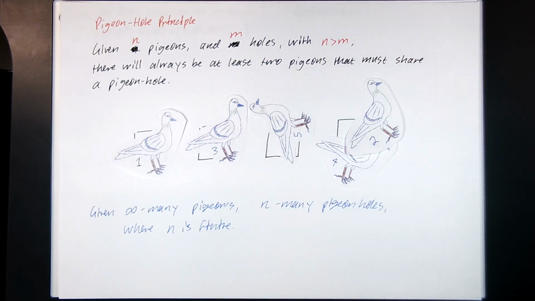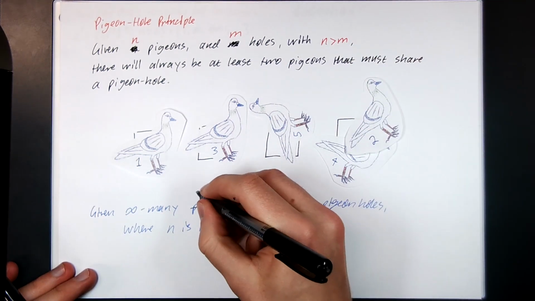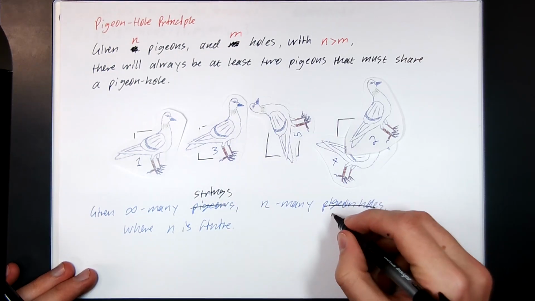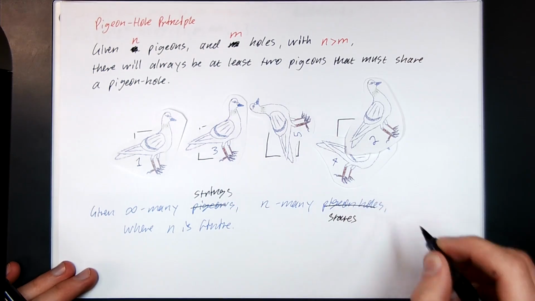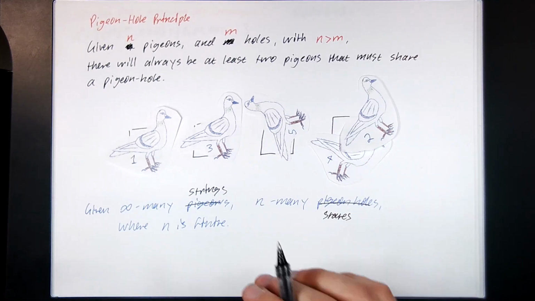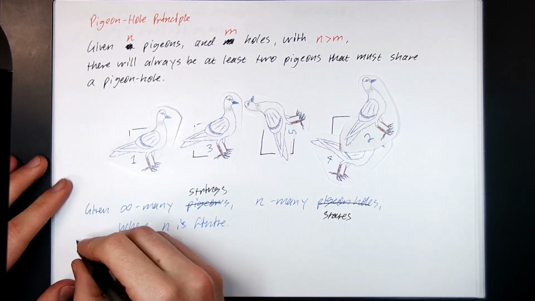And we're going to use this property, not with pigeons and pigeonholes, but with strings and states. So if we replace pigeons with strings and pigeonholes with states, what we're going to get is, given an infinite collection of strings and finitely many states, there's always going to have to be 2 strings that go to the same state from the initial state. Let's write that up formally.